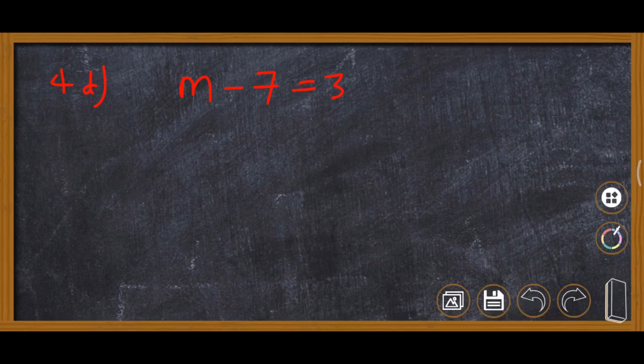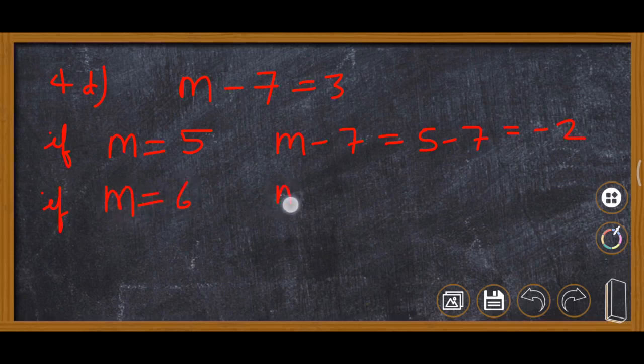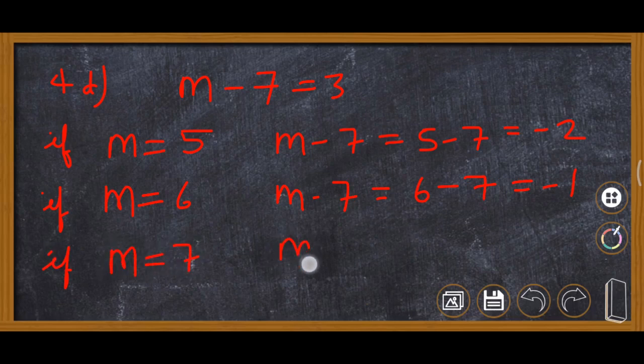Now one by one we will put values again. First of all we have to take m is equal to 5. If m equal 5, then m minus 7 is 5 minus 7, or 5 minus 7 means minus 2. Now if m equals 6, then m minus 7 is equal to 6 minus 7, or it is minus 1. If m equals 7, then m minus 7 is 7 minus 7, and it is 0.